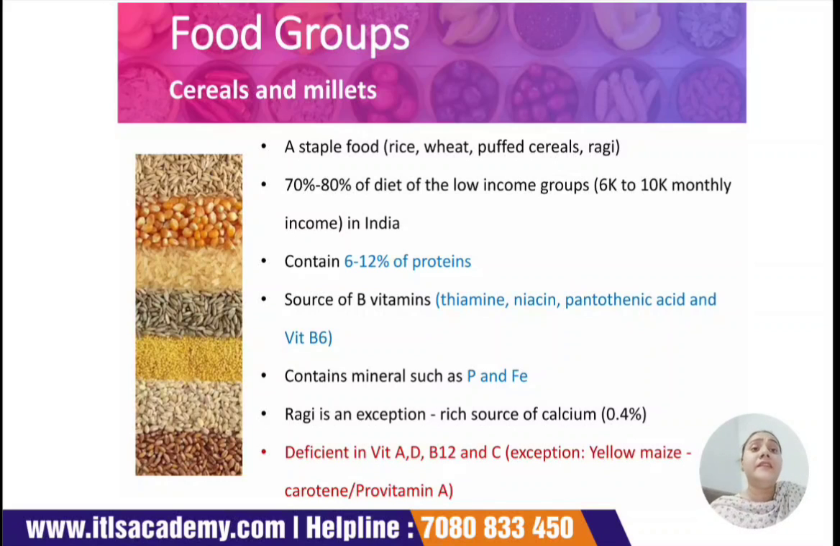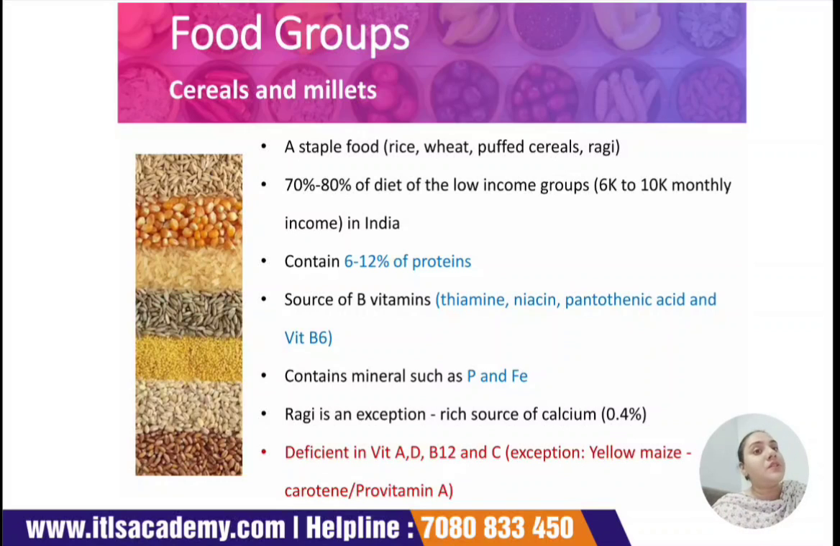In the market there are different kinds of rice. There are brown rice, black rice, and white rice. There are also different types of wheat present in the market. Some is the simple wheat, the atta that we eat at home. There is also multi-grain wheat. Everything, that is rice, wheat, ragi, puffed cereal, comes under the heading of cereal and millets.